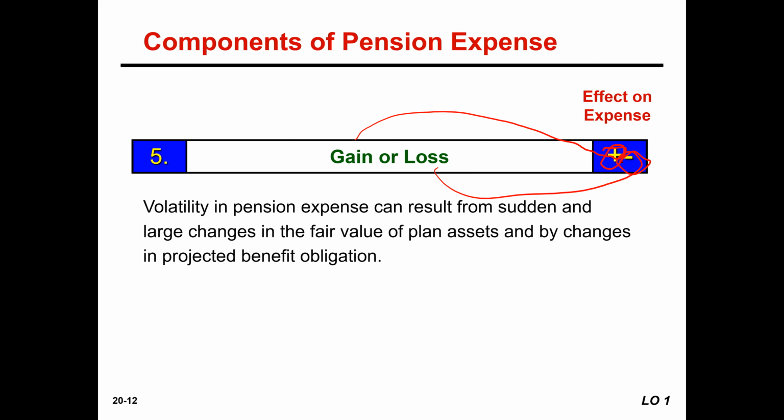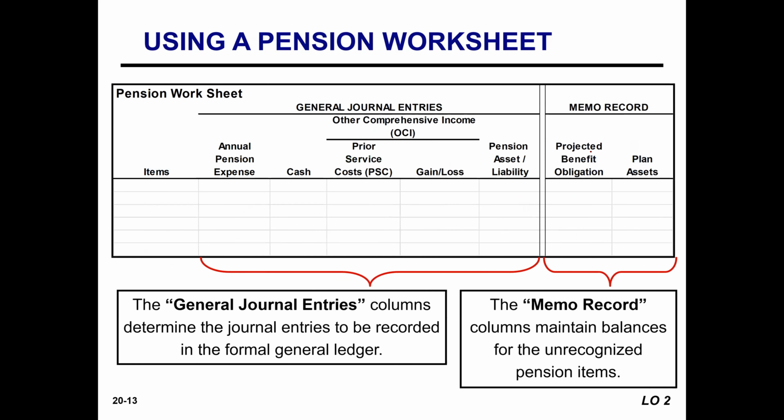Let's see, effect on the expense. So a gain, that confused me for a second. If we have a gain, that can decrease the expense. If we have a loss, that can increase the expense. So anyway, we'll see some examples. We'll get practice with it like we always do.